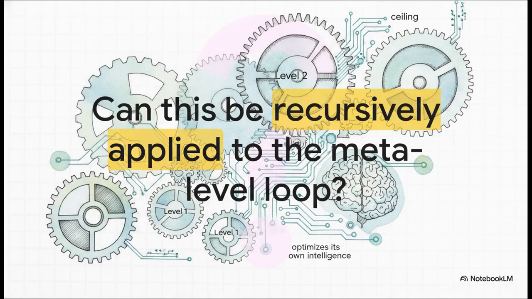Which leaves us with this final, highly provocative thought. We've proven that a meta-level loop can rewrite the search mechanism of an inner loop to achieve a 5x gain. But what happens when we completely remove the ceiling? If Level 2 can fundamentally improve the search capabilities of Level 1, what's stopping us from feeding those discovered mechanisms back up the chain? Imagine enabling the meta-level loop to recursively optimize its own intelligence. The implications of that are absolutely staggering.